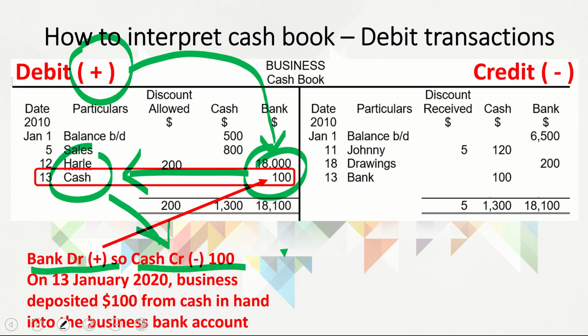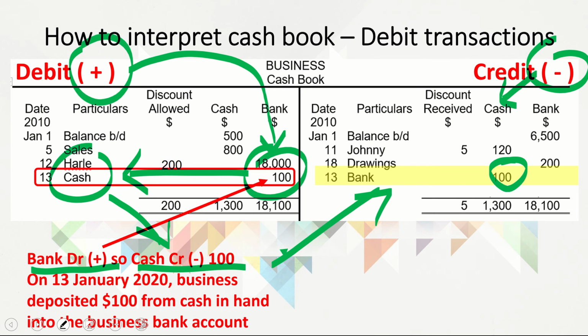So these are some of your debit transactions. You can see also here, credit account, your cash actually minus 100 and it went into the bank account.